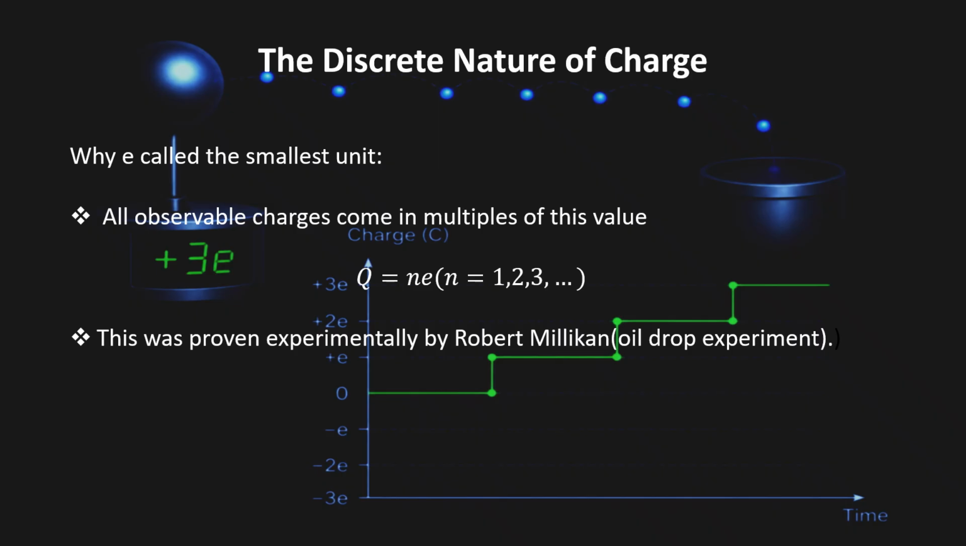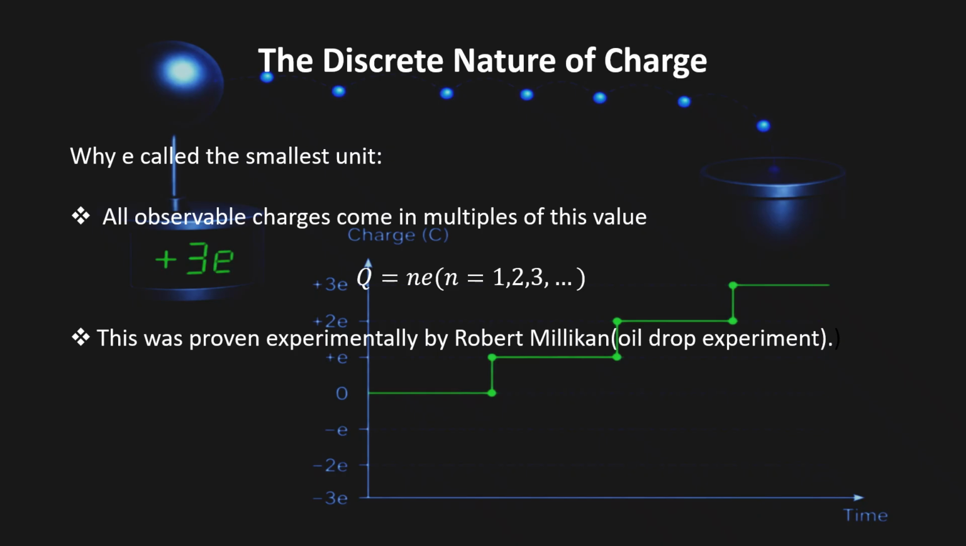However, due to a phenomenon called confinement, quarks can never exist freely. They are always bound together inside particles like protons and neutrons. And when combined, their charges always add up to whole multiples of e. So in all observations, a free particle's charge will still appear quantized in units of e. That's why e is called the smallest unit of charge, not because smaller fractions don't exist in theory, but because nature never lets us observe them independently.